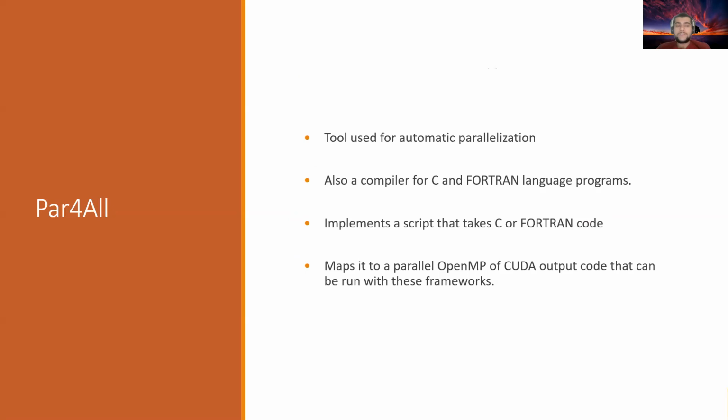And then par for all is essentially a tool. The most common use of this is as a compiler for C and Fortran language. It implements a script that takes in C or Fortran code, and then it parallelizes it on its own. And then it maps it to a parallel OpenMP or CUDA output that can be run with these frameworks. So it has two options: you can either map the C or Fortran sequential code to a parallel OpenMP framework, or to the parallel CUDA framework, and then you can just refactor the code in either of those frameworks and run it.